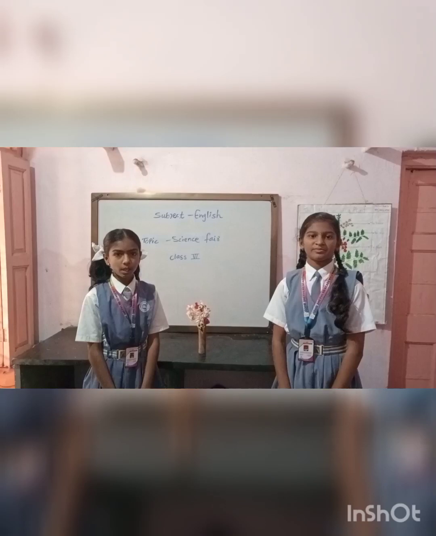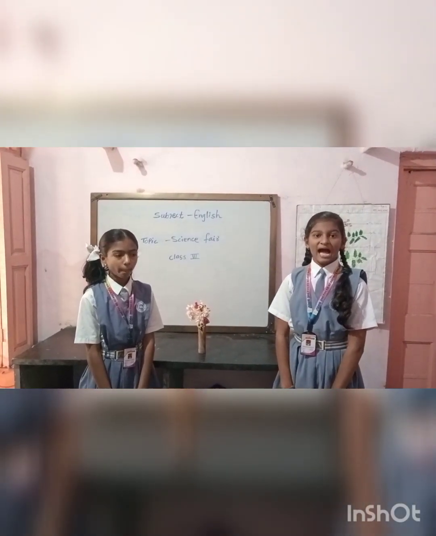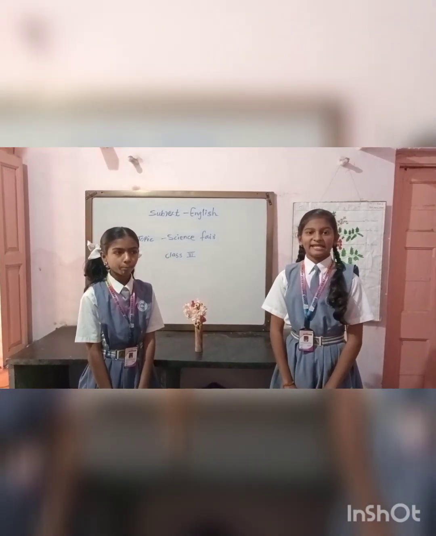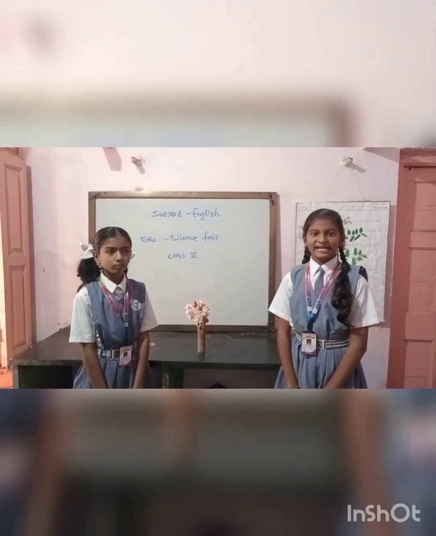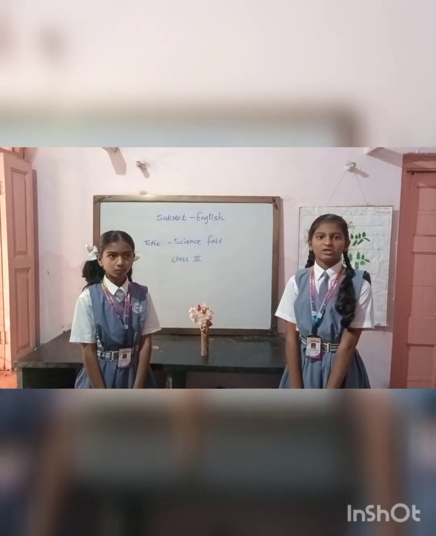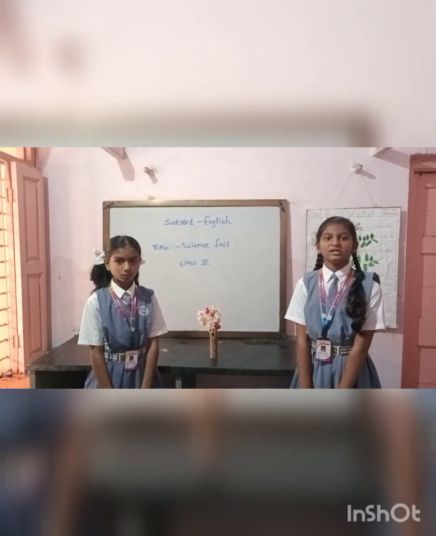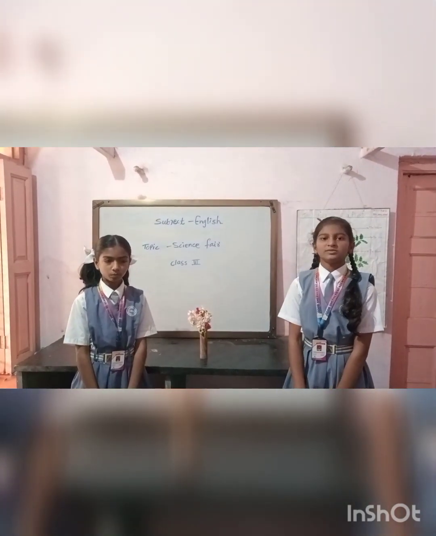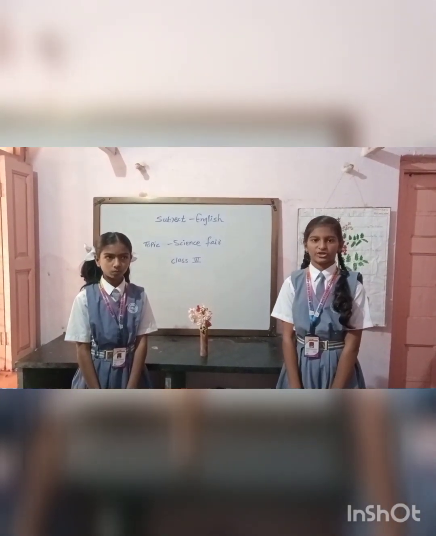I am going to tell something about plants. Plants are living things. They are made of cells. They need air, water, soil and sunlight. The leaves move from place to place to catch the sun, and the roots grow to get water.